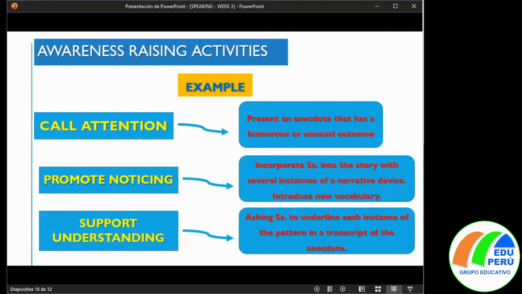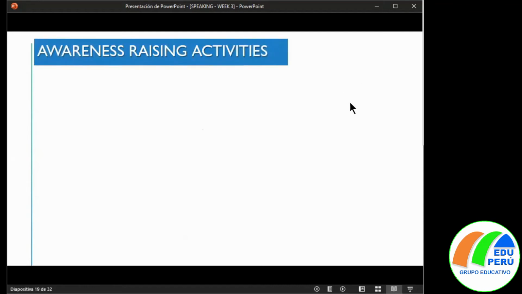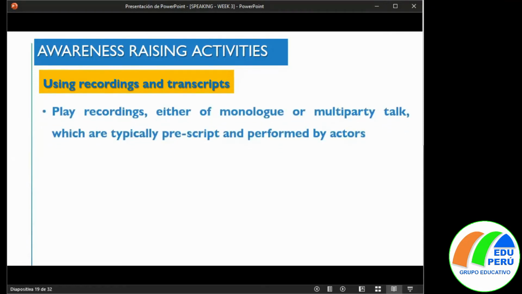So notice the three processes that are involved in awareness raising. You're going to raise awareness in your students. We're going to see more activities. This is just an example. One of the activities that we could use to make our students aware is using recordings and transcripts. Notice, we're going to use recordings and transcripts.